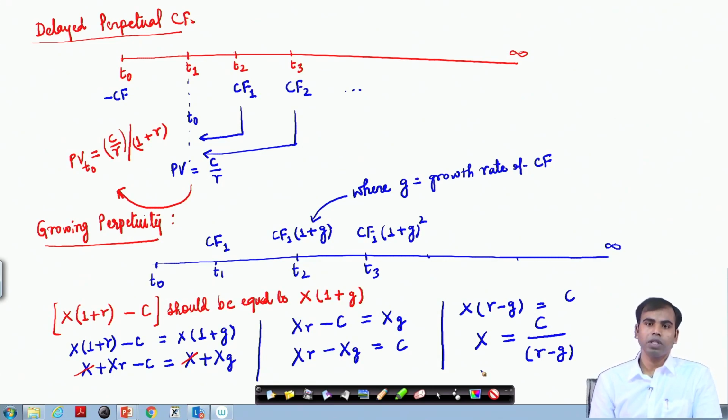Now, these three situations of simple perpetuity, delayed perpetuity and growing perpetuity can be used to find the present value of an annuity as well, which we will see in the next session.